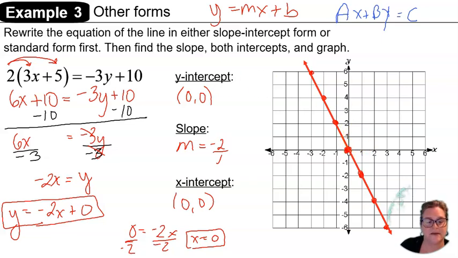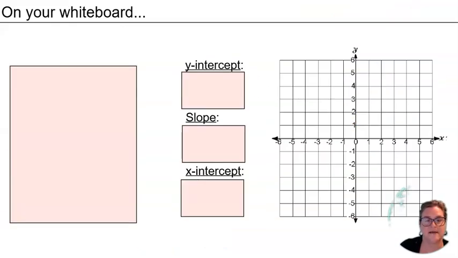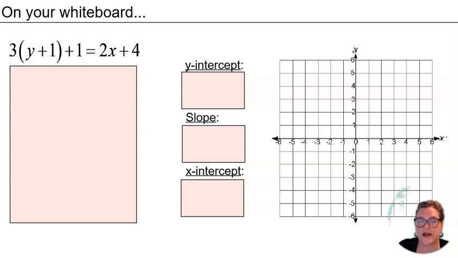Okay, next you can try this problem on your dry erase board or scratch paper. You want to put this either into standard form or slope-intercept form, like we did in the last example. Identify the intercepts and the slope and sketch the graph. When you're ready to resume, go ahead and unpause the video and we'll check your work.